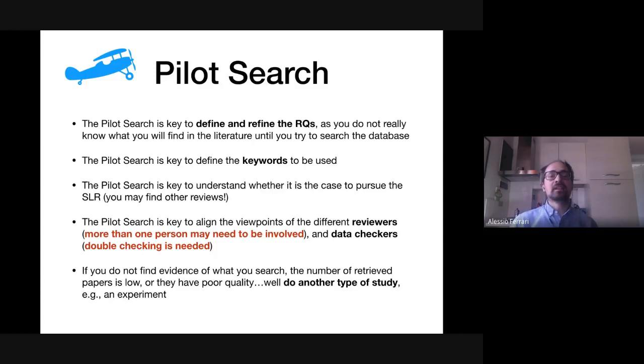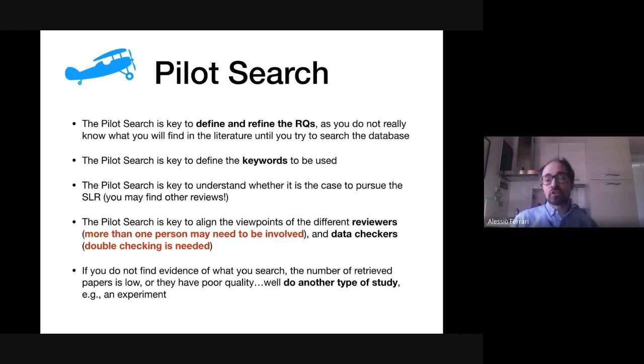And the pilot search is key also to understand whether it's the case to pursue the systematic literature review, because in the pilot search, very typically you find other reviews on your topic, because systematic literature reviews and mapping studies are very, very frequently cited. And so they will be found first during the pilot search with the keyword of interest.